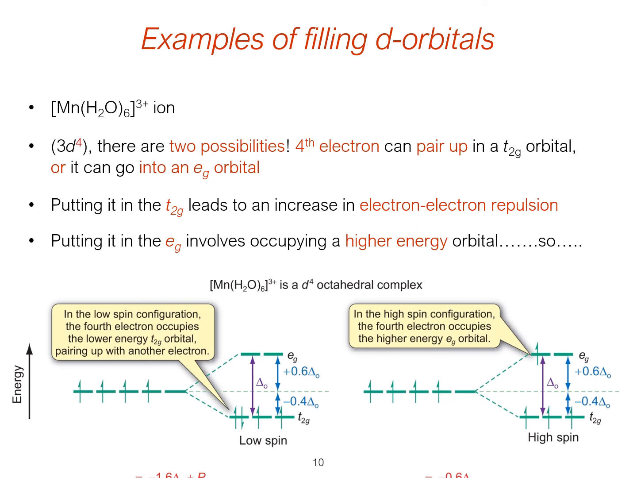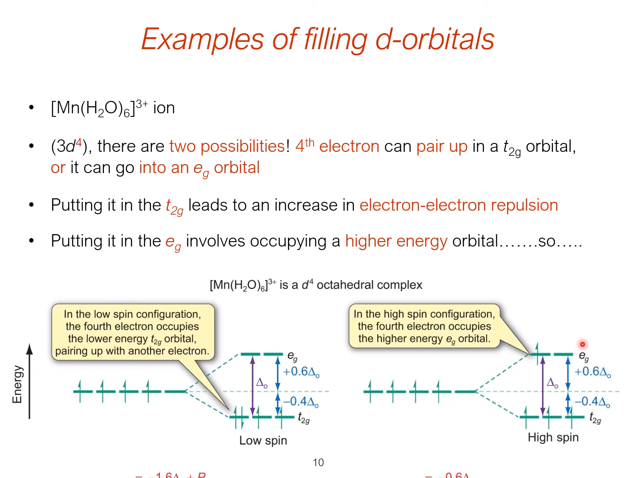If we continue our journey across the first row hexaaqua complexes, we get to the manganese hexaaqua complex ion. This throws up a bit of a problem because now this one's got an electronic configuration of 3d4. There are 2 possibilities of where to put this 4th electron. We can either do what's called a low spin complex. In this case, the 4th electron gets paired up in a t2g orbital.